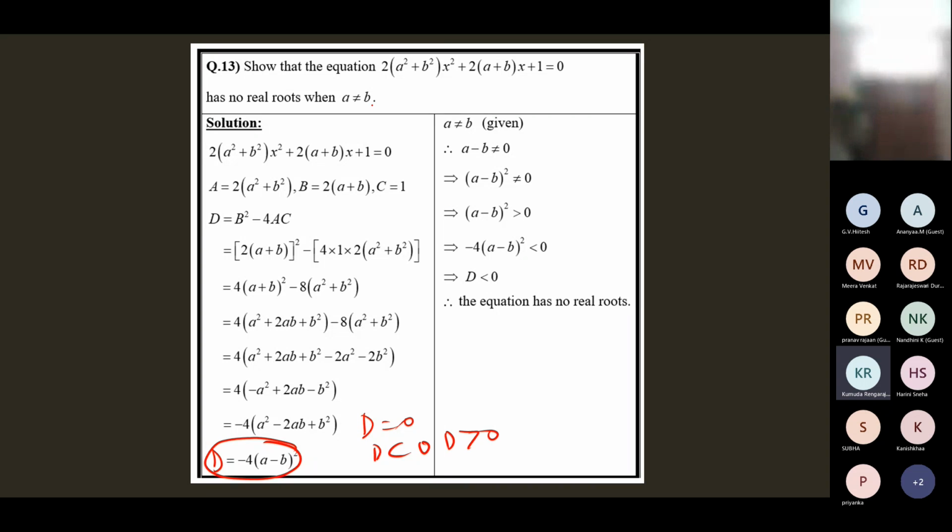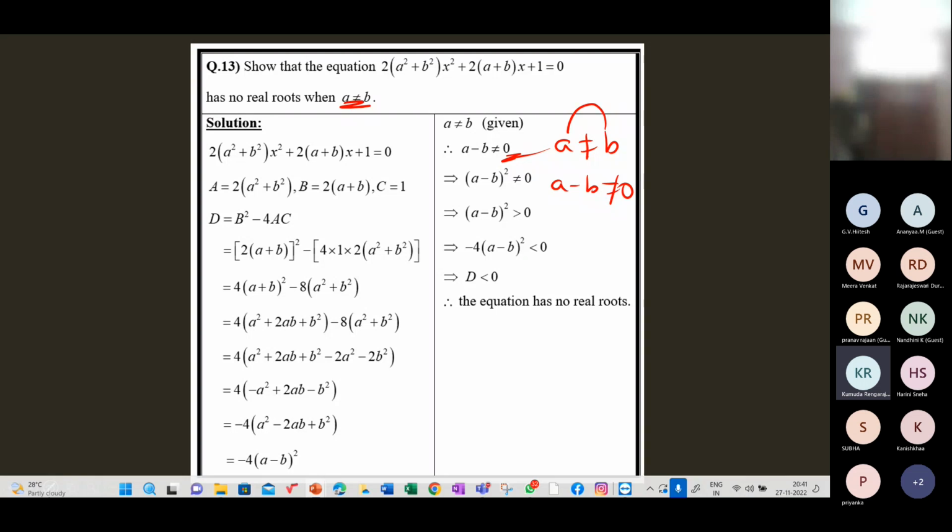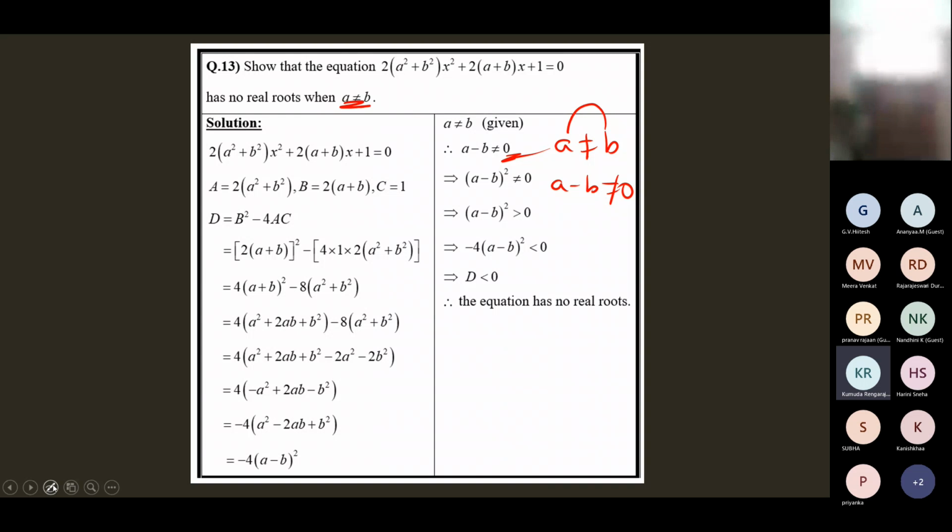For that, we need to go back to the question to see the condition. A is not equal to B is given. Even if it is not given, A will not be equal to B, because if they are equal, why A and B? When you take this to this side, you will get a minus b is not equal to 0. So that's given to you: A is not equal to b, that means a minus b is not equal to 0.